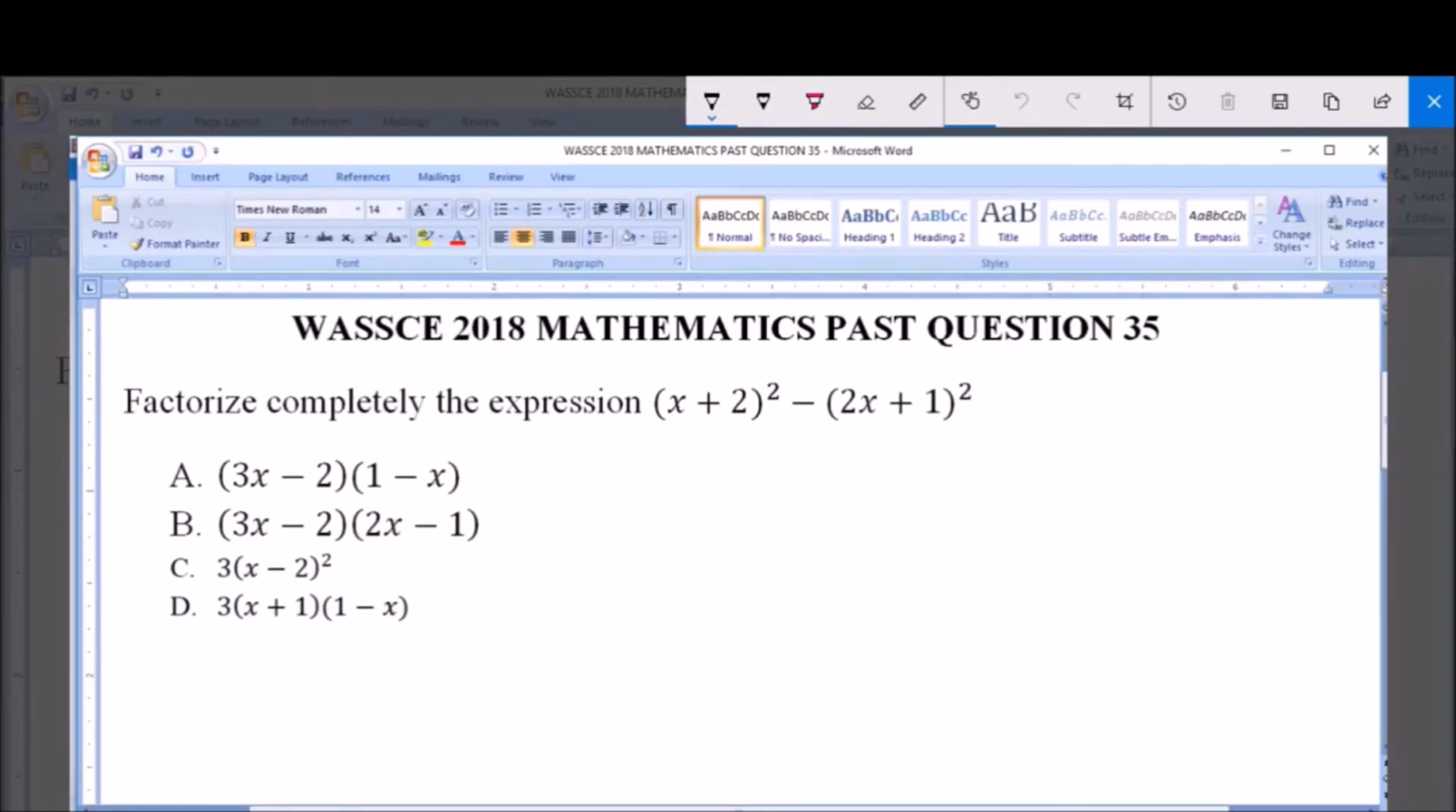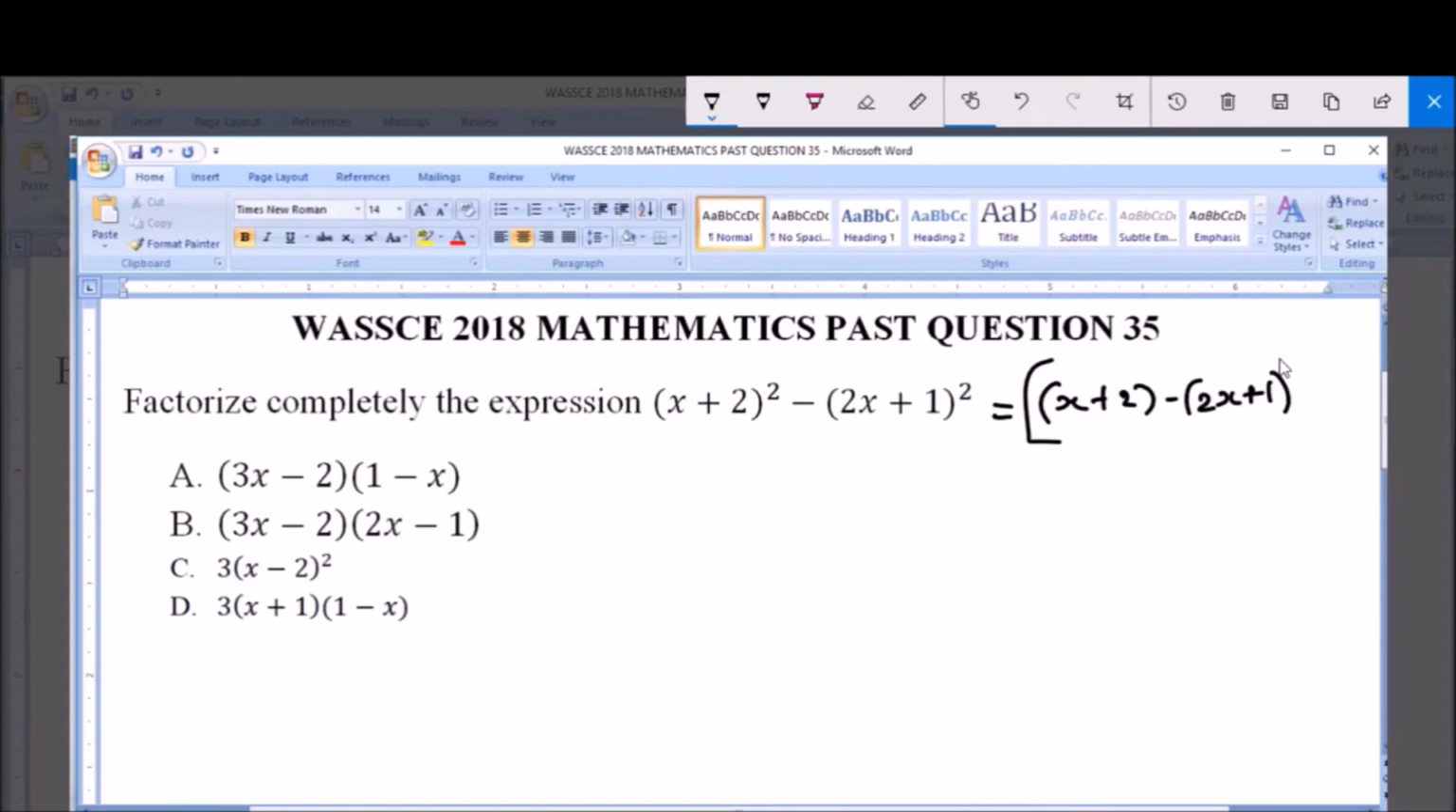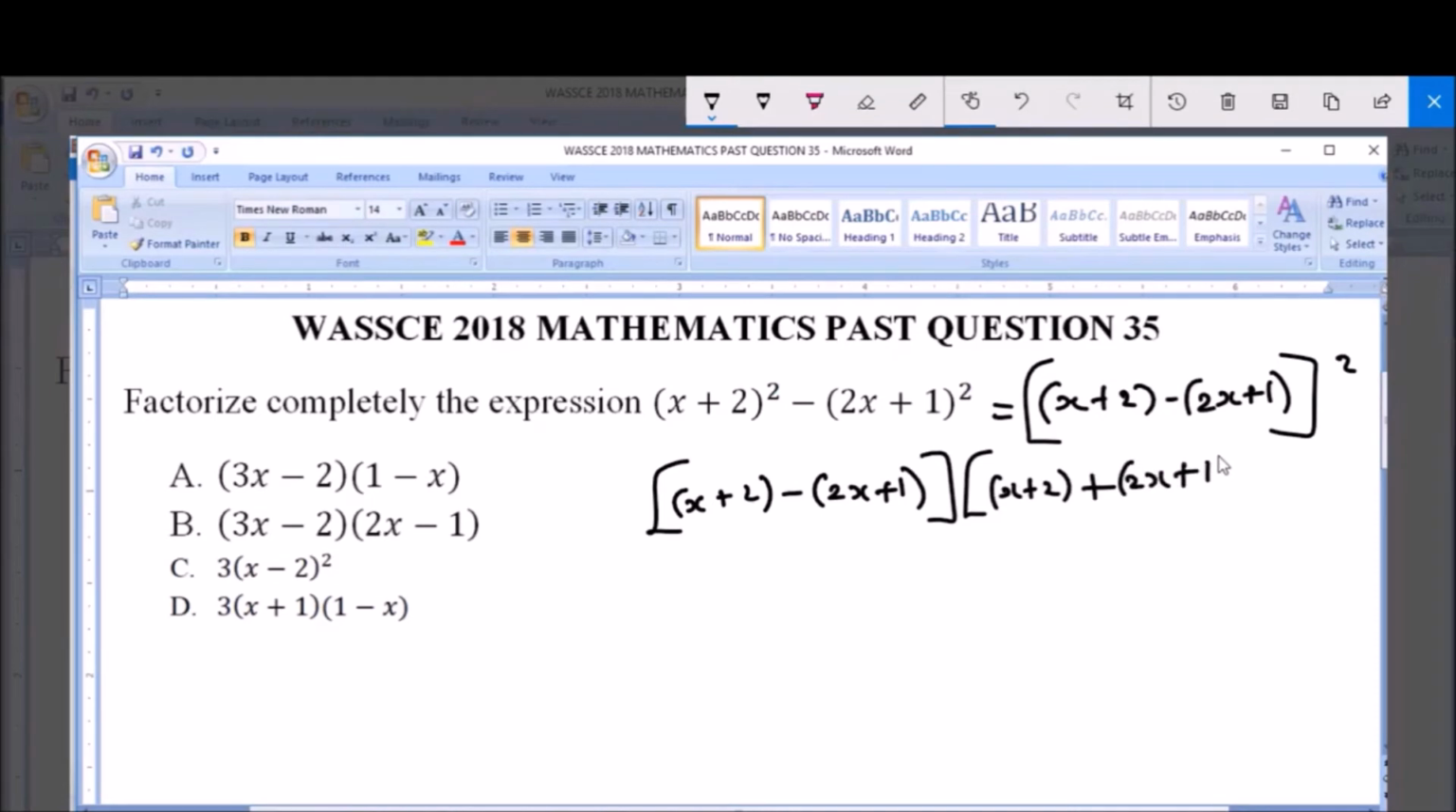Now we're asked to factorize completely this expression. This expression can be written as (x plus 2 minus 2x plus 1) everything raised to the power of 2. Now we can expand this square by saying (x plus 2 minus (2x plus 1)) into (x plus 2 plus (2x plus 1)).